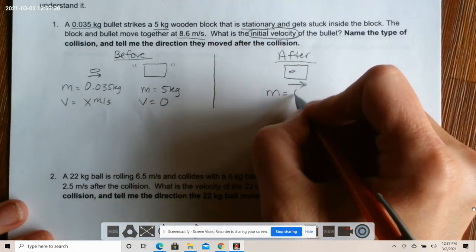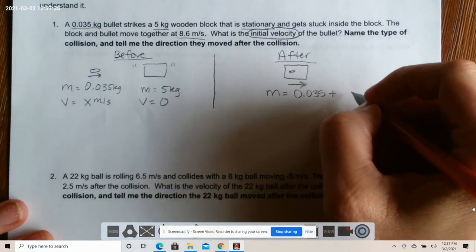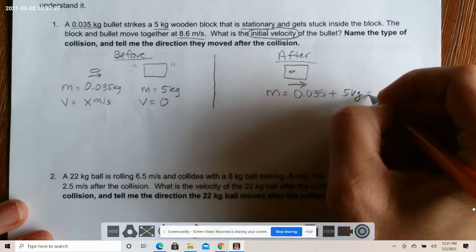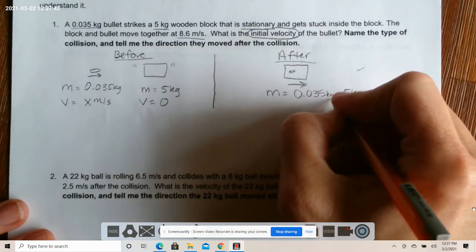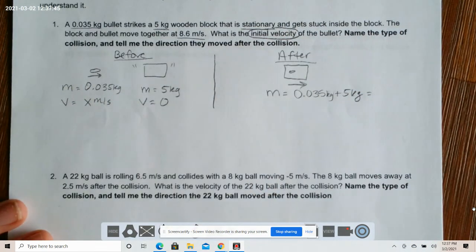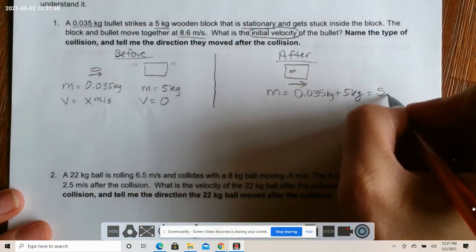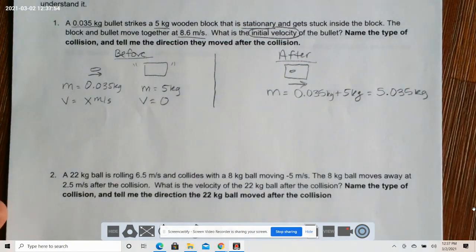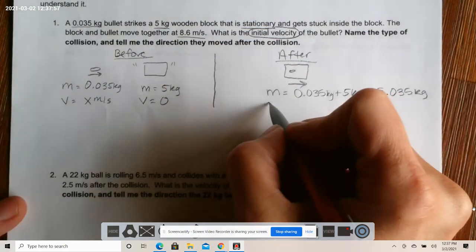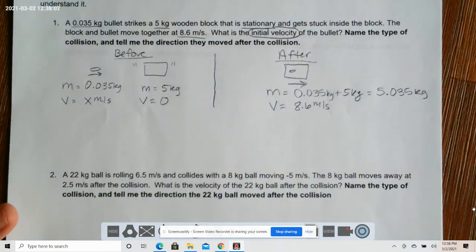So 0.035 plus our 5 kilograms, and that's a kilogram here. Don't want to forget my units because remember you can't add unless it's like units. There we go. So now I'm just going to add them together, and it's no trick. It's just 5.035 kilograms of total mass for the two objects. We know the velocity after is 8.6 meters per second. So we have our final velocity already figured out for us. So now we're going to solve.